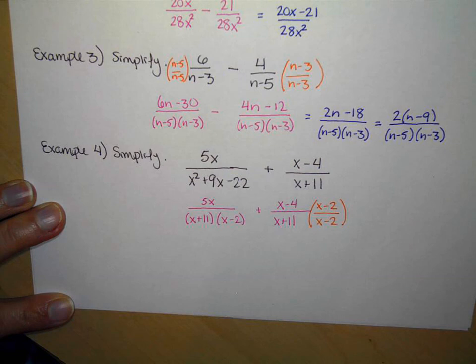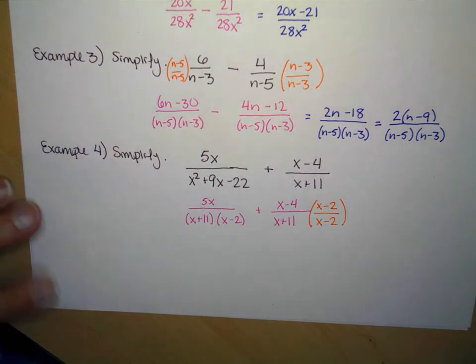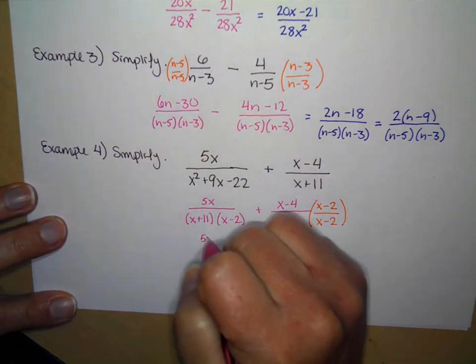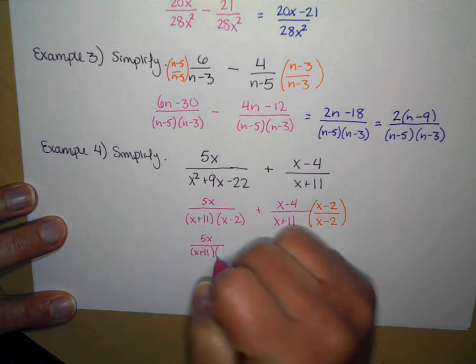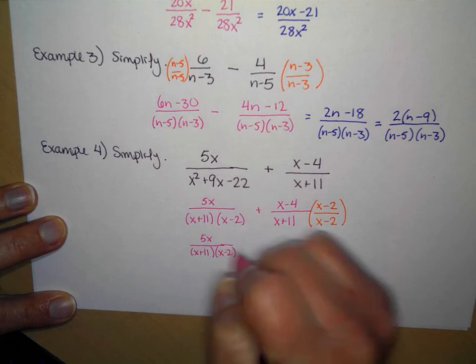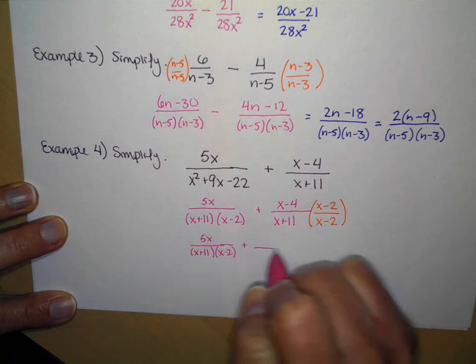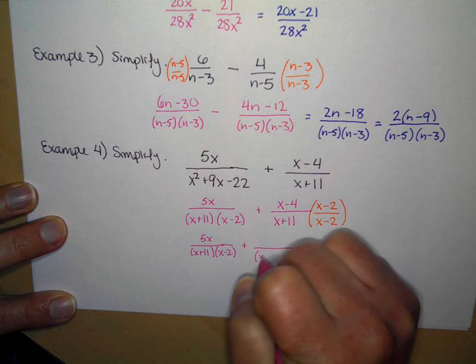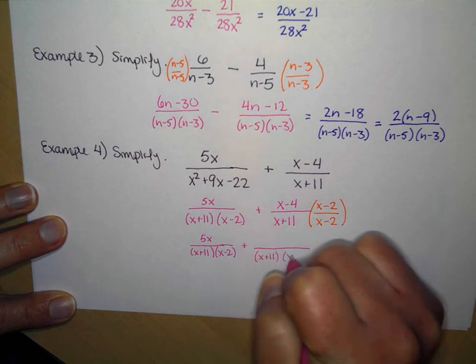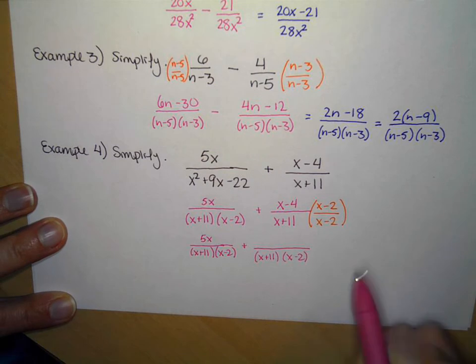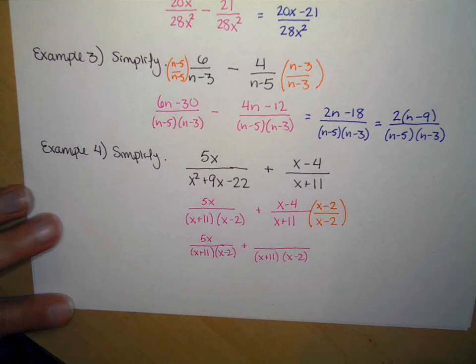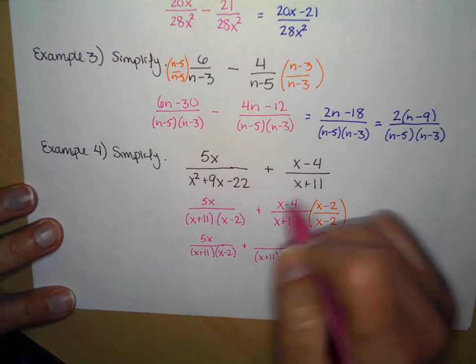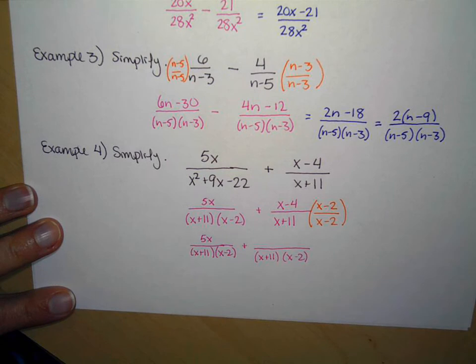So my first fraction is going to stay the same: 5x over x plus 11 times x minus 2. My second fraction, again, we can leave that denominator in factored form. Now when I want to multiply out the x minus 2 times the x minus 4, you can either use your double distribute, or you could use a box to help you multiply that out.